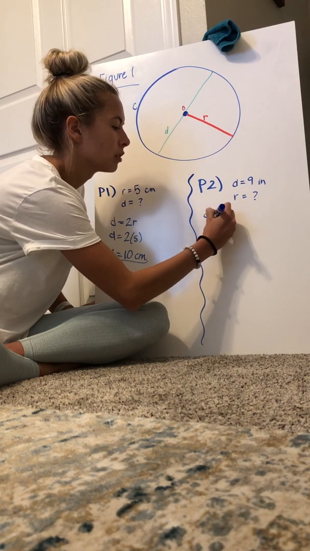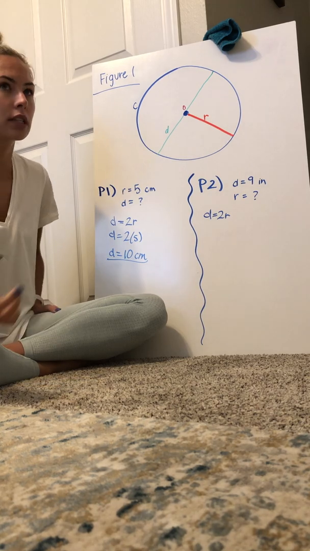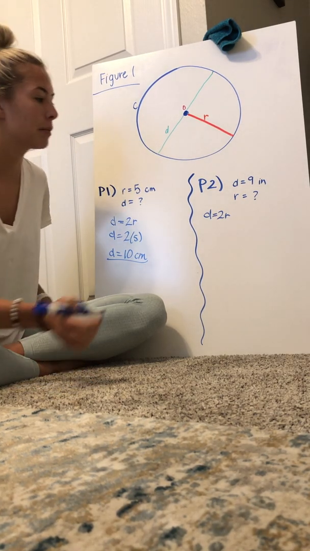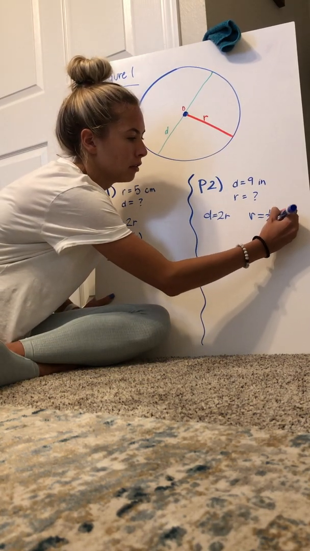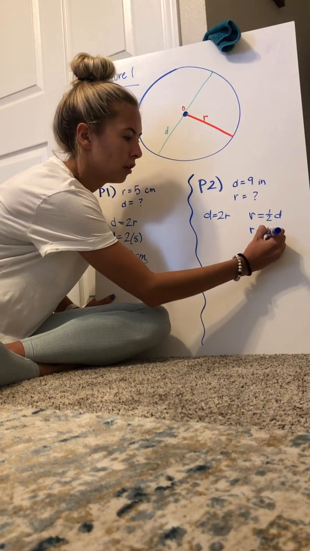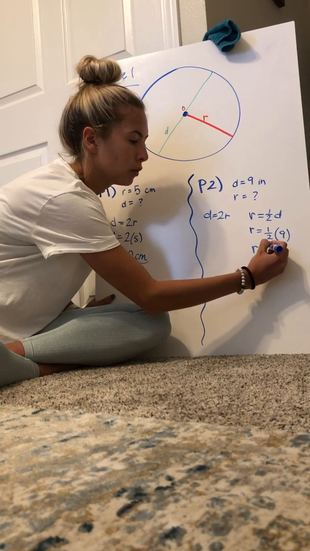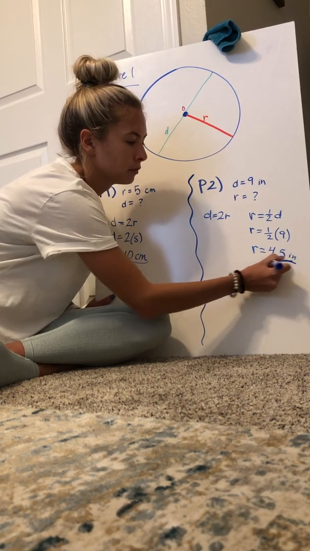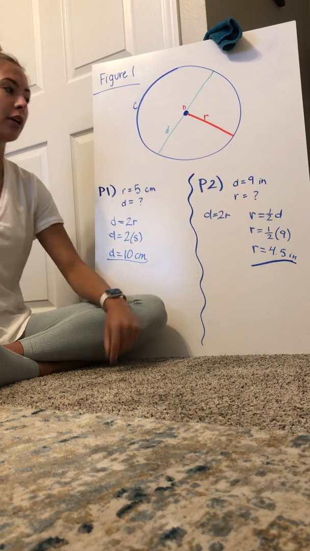So we can do one of two things. You can use what we used over here, d equals 2r, or since we know diameter is twice the radius, that means that the radius is half of the diameter. So I'm going to write it like this. Radius is half of d. So now I'm going to plug in here r equals 1/2 times 9. So r equals 4.5 inches. And so our radius is 4.5 inches when our diameter is 9 inches.